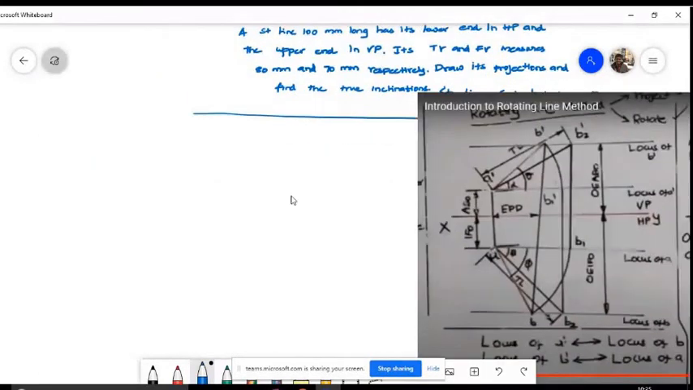Yes. The angle will be greater than 90 degrees, but the inclination of both the ends will be less than 90 degrees. Because if you consider that as a triangle, it will obviously be a right angle triangle, because one end touches HP and the other end touches VP. So it's a right angle triangle.